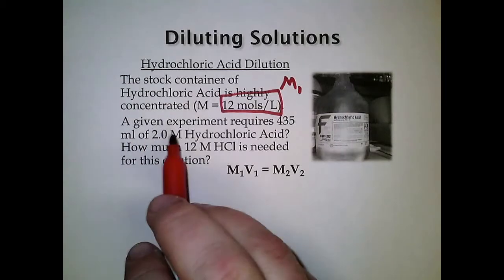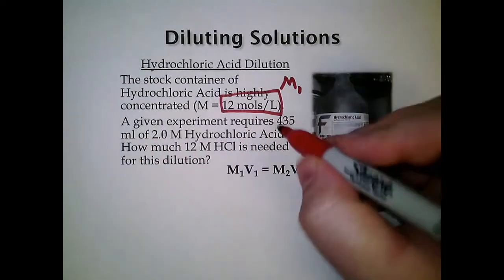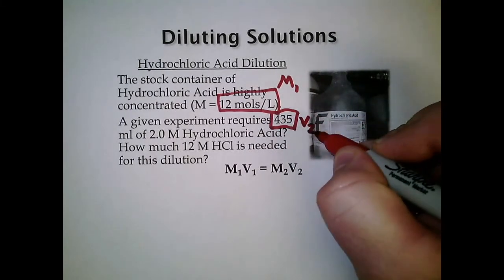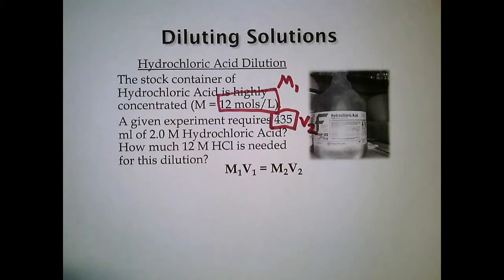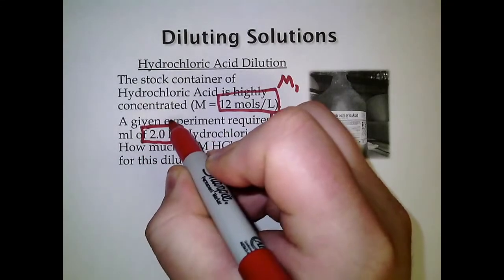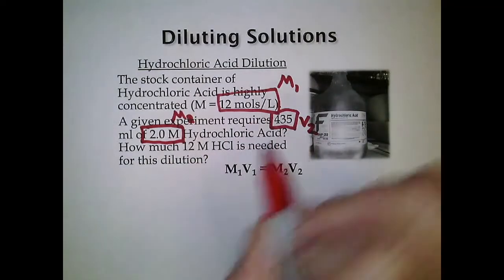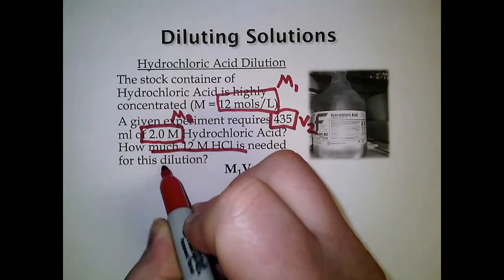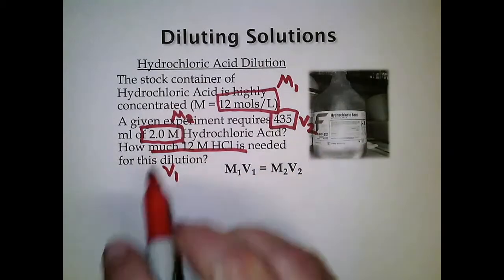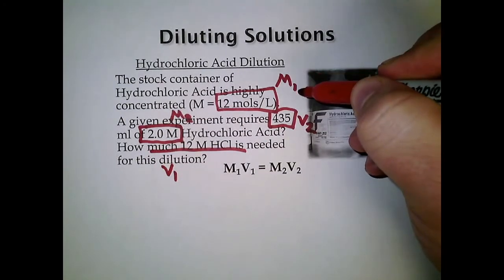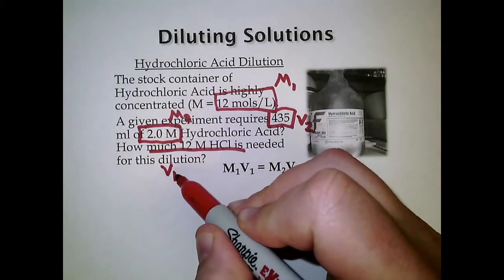All right, now in a given experiment, it requires 435 milliliters. This 435 milliliters, this is actually V2. That is the volume that I'm looking for. The concentration that I'm looking for is 2.0 molarity, so this is actually M2. And then it wants to know how much of the 12 molar HCl is needed, so that is actually V1. So it's giving us what we're looking for, M2 and V2. We're starting with this concentration, M1, and we're looking for how much of that M1 we need.